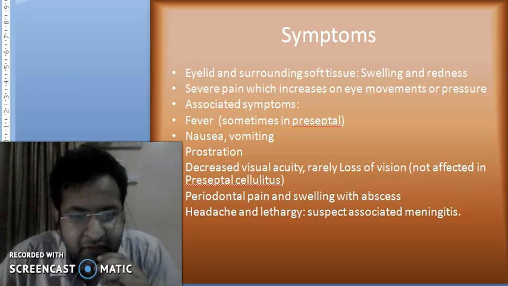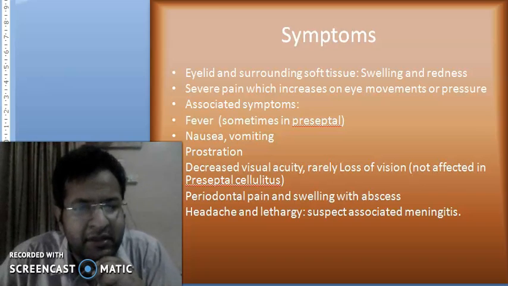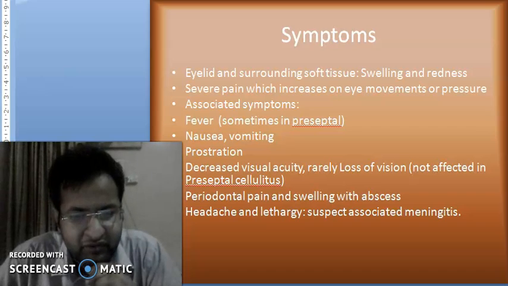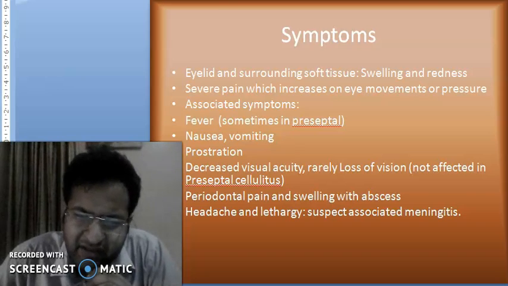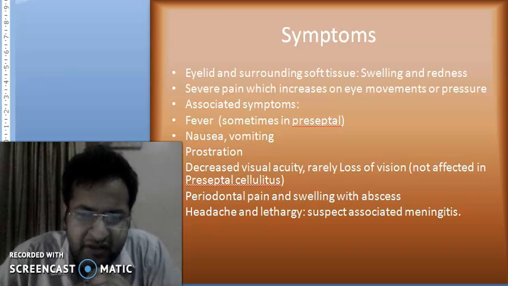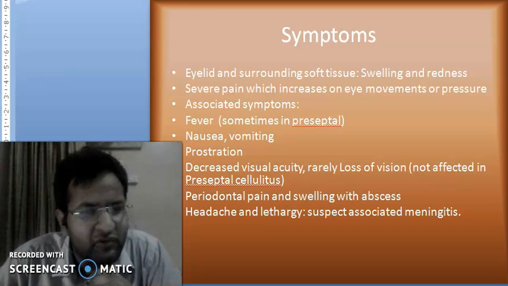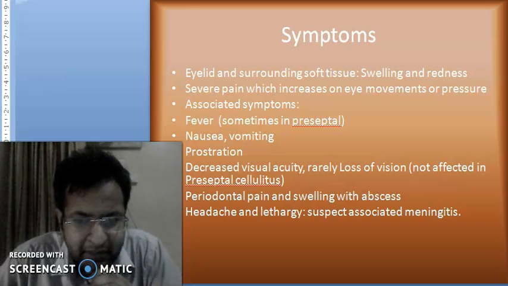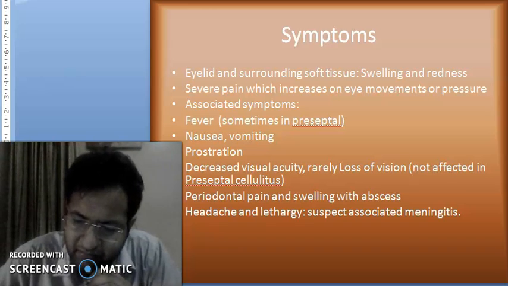What are the associated symptoms? There will be fever, which is present in orbital cellulitis, and it is seldom present in preseptal cellulitis. There will be nausea, vomiting, prostration. Decreased visual acuity will be there, and rarely there will be a loss of vision. Vision is not affected in preseptal cellulitis, but is decreased in orbital cellulitis. Periodontal pain and swelling with abscess, headache and lethargy may be present.